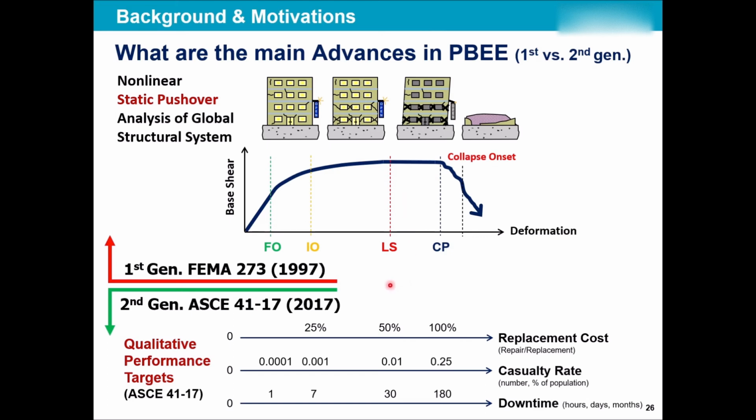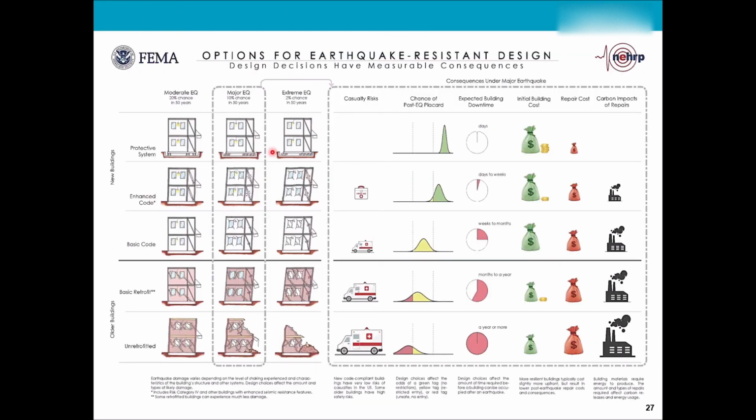Similarly, for example, for life safety, the replacement cost is 50% of the cost of building your building from scratch. The casualty rate was 1%, and the downtime, for example, was just 30 days or 30 weeks. For example, FEMA and NERP have done a very similar estimation for a building, either your building is newly built or an older building.